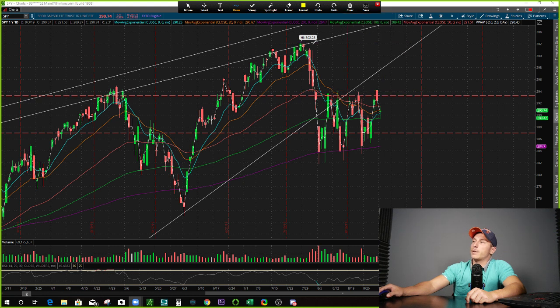If that were to happen, we can run into sort of a cup and handle formation, right? If we run up to the 302 highs and we pull back, then we can see a cup and handle that might take us into new highs. That's one scenario that we're looking at.